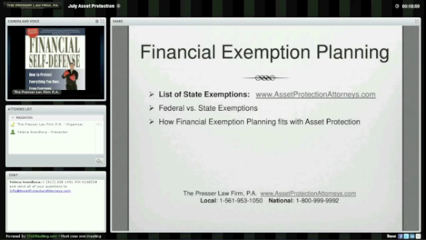And then, of course, there's different exemptions, whether it's federal or state. And we'll also talk about how financial exemption planning fits with asset protection. The reason that it fits so well is that these exemptions, and again, we'll talk about this in more detail in a little bit, are just lists of assets that happen to be protected normally by state law. So Florida has different exemptions than New York. New York has different exemptions from New Jersey. And even if you've looked at it, if you ever move, everything could change. So you want to pay special attention to the exemption planning.